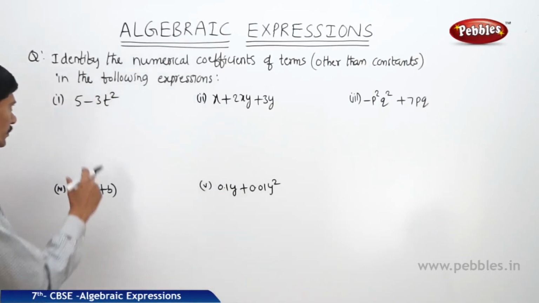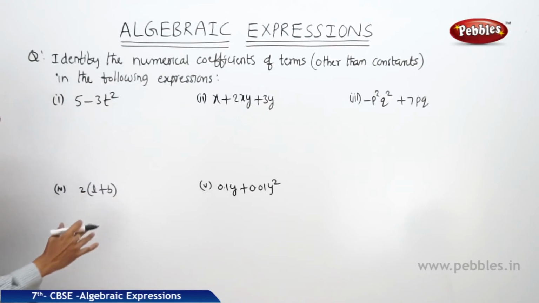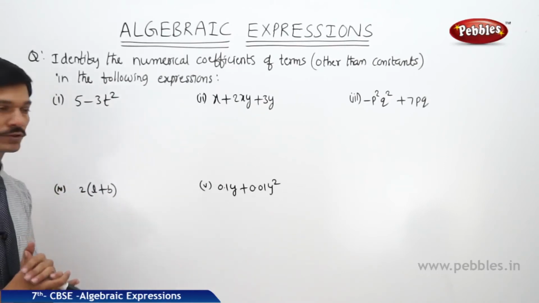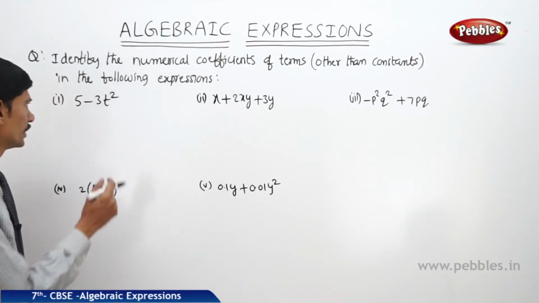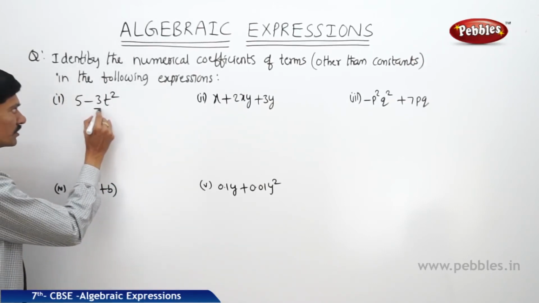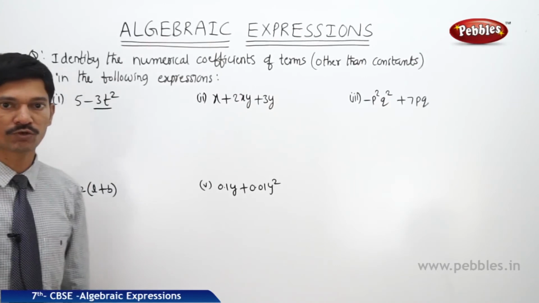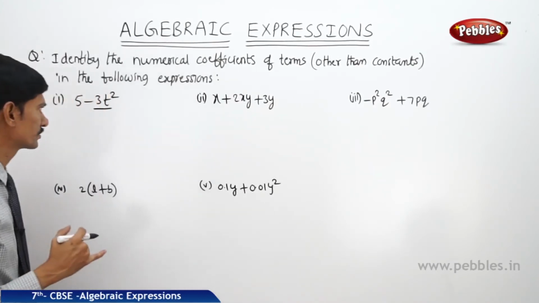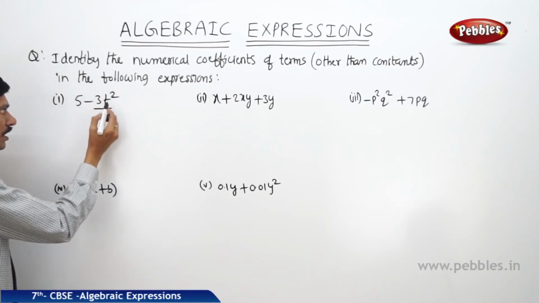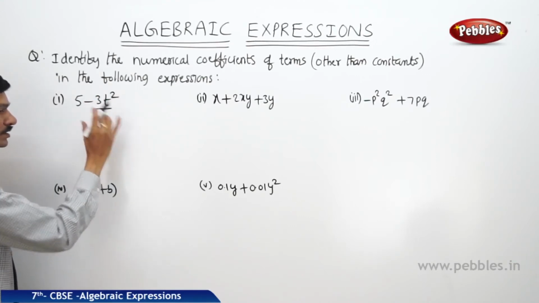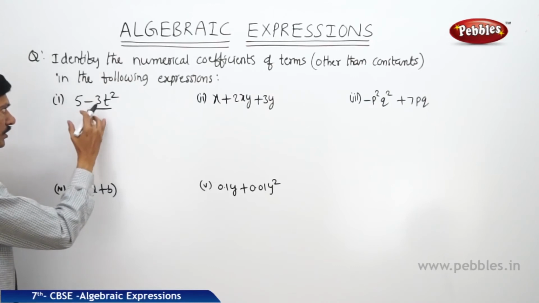So the first question, 5 minus 3t square. Here the 5 is a constant term, so we should not write the numerical coefficient of the constant term. Then the second term is minus 3t square. What is the numerical coefficient of the term minus 3t square? Obviously it is minus 3, and the literal coefficient is t square. The numerical coefficient is minus 3.